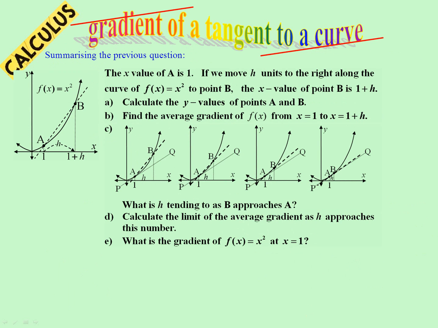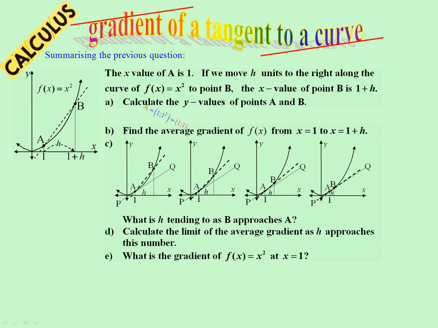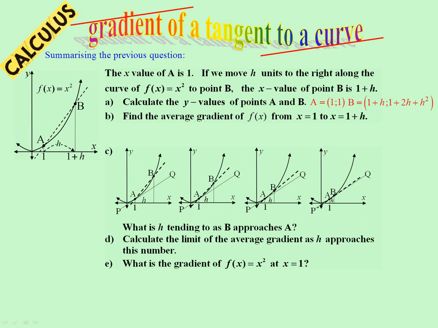This is the same question. We're just putting it in a better form so you can see everything. Right, calculate the y values of the points. There they are. We've substituted. Find the average gradient. Change in y over change in x. There we are. Change in y, that y value minus that y value over that x value minus that x value.